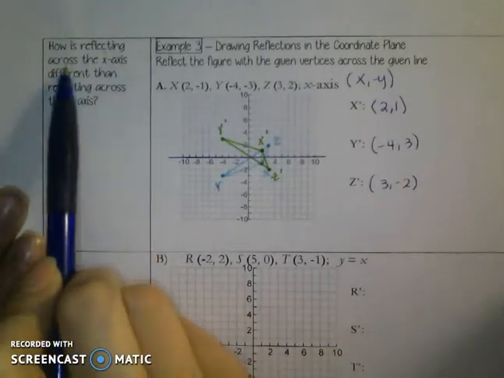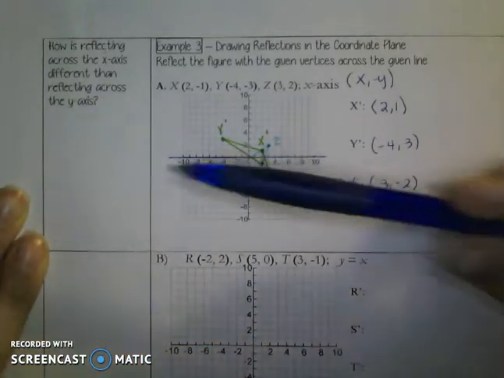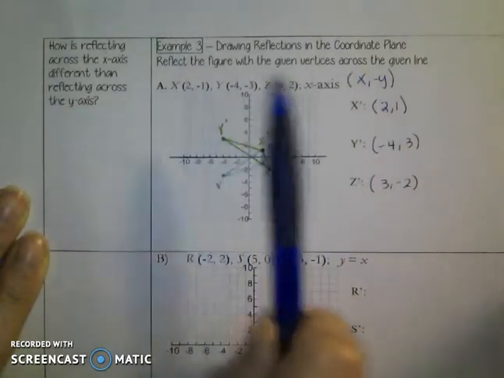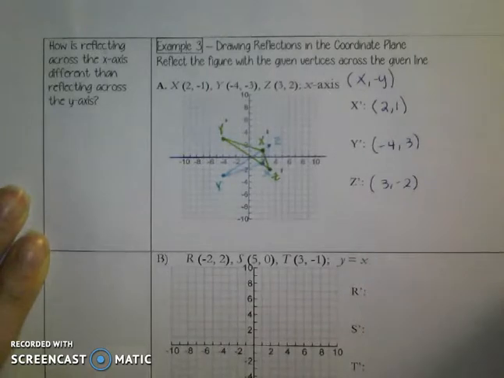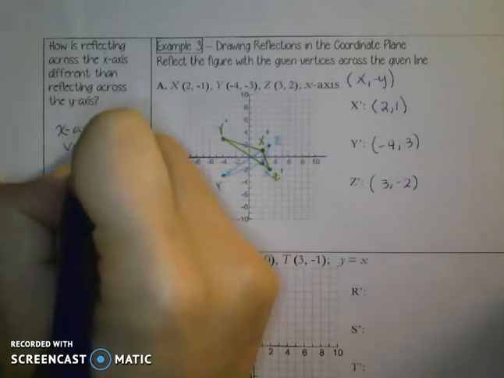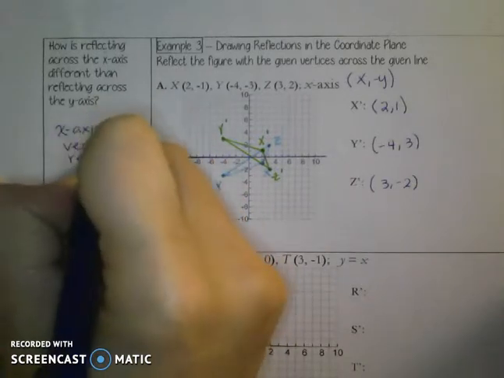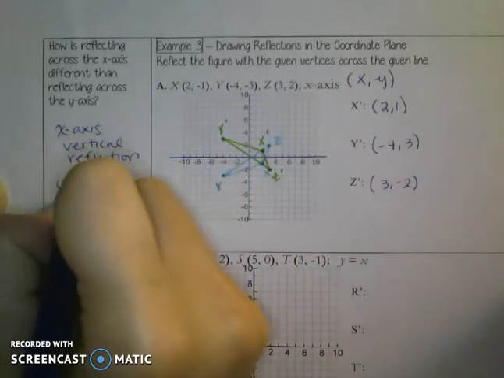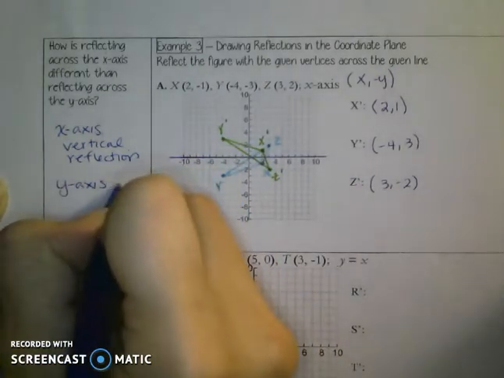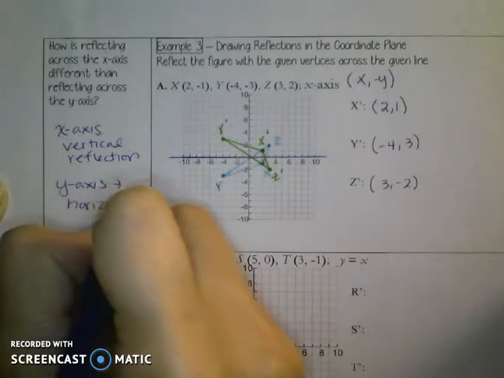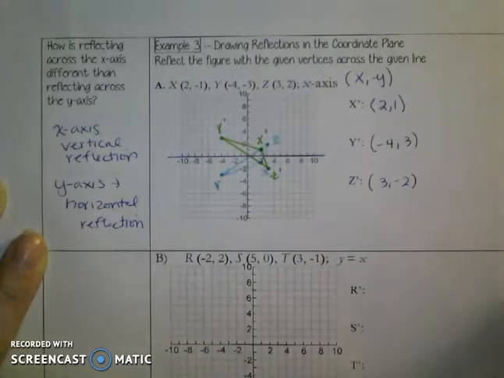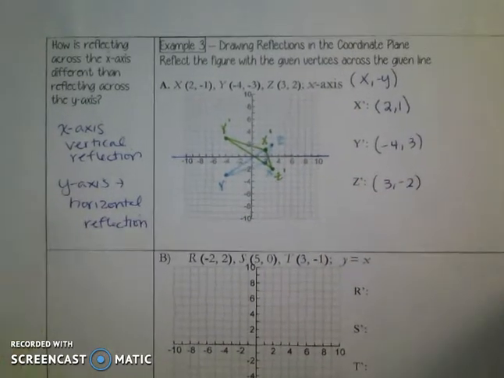So how is reflecting across the x-axis different than reflecting across the y? So if we're flipping it up and down this way versus over this way. So it would be, if we're going over the x-axis, then it's a vertical reflection. And over the y-axis, going this way, that is a horizontal reflection. And as we could also see with our rules, what is changing that is also different.